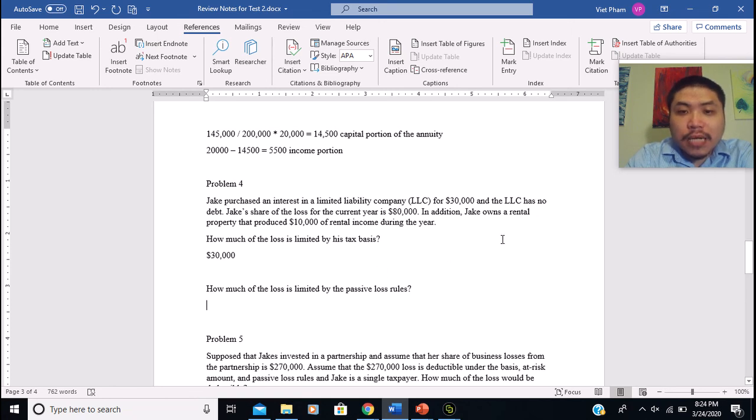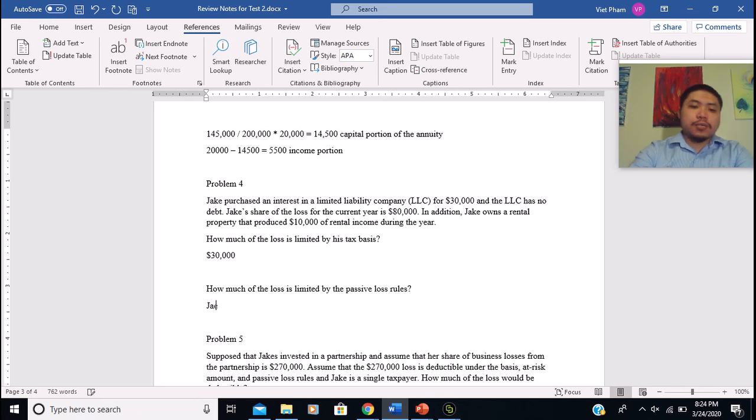And then, however, he had $10,000 of income from another passive business, so he has $10,000 passive income, right? And so that means he can still deduct up to the amount of passive income from another passive business, right? So since the income from the other passive business is $10,000, in this case, Jake can deduct $10,000 of loss under the passive loss rules, right?